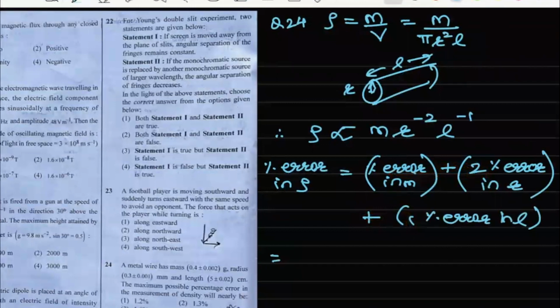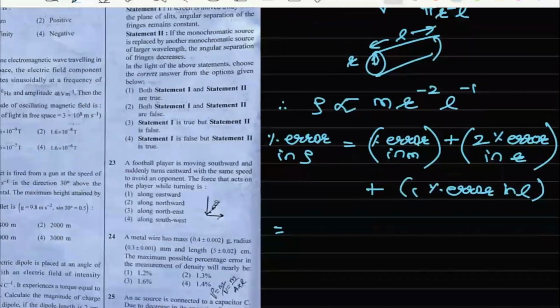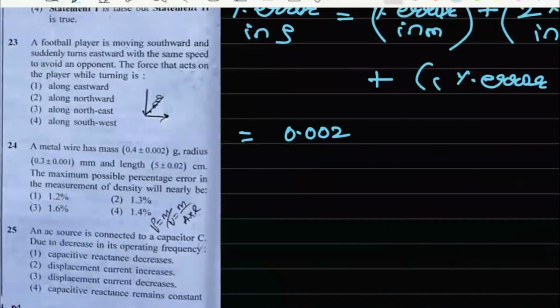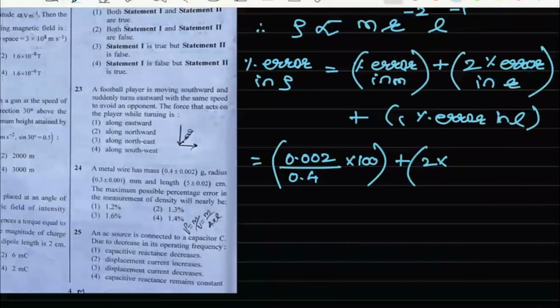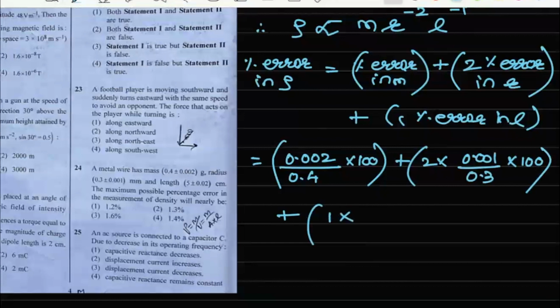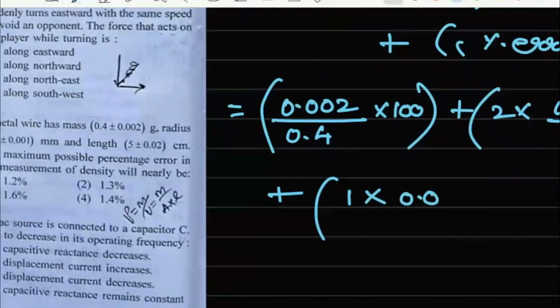So that's it. What is the percentage error in measurement of mass? So I would say the delta m value, which is 0.002, upon the original mass value, which is 0.4, and both are in grams, so it doesn't matter, into 100, plus 2 times, same thing for radius, the delta r value, which is 0.001 upon the original radius, both are in millimeters, so the unit doesn't matter, into 100, plus 1 into, for length, 0.02 upon the original 5, again both are in centimeters, so the unit gets cancelled off, into 100.